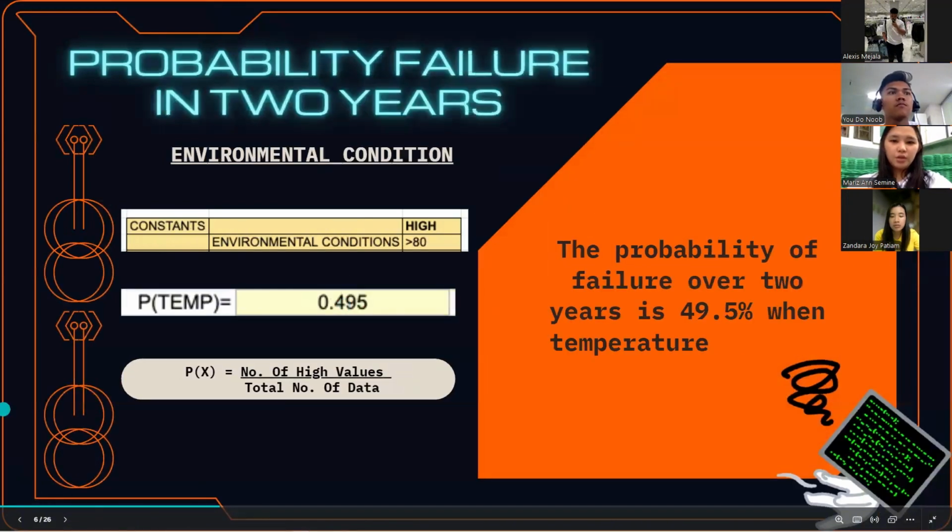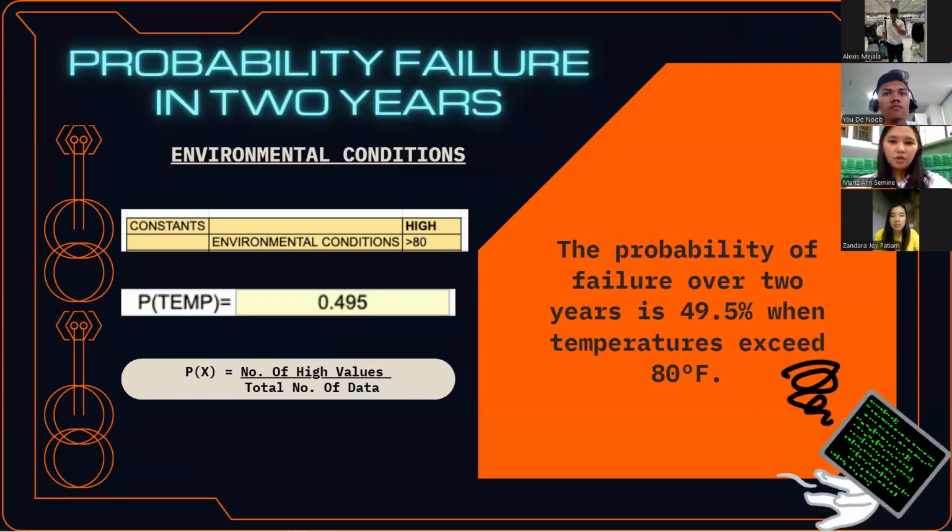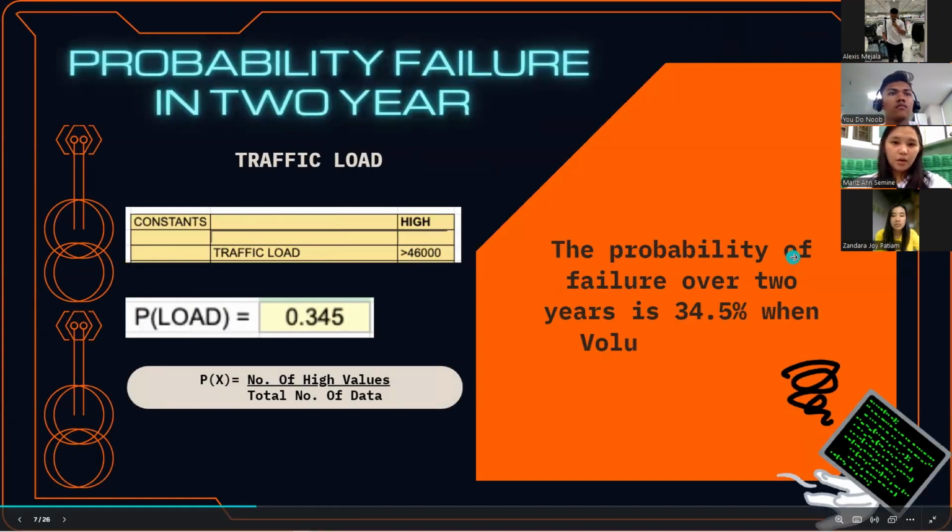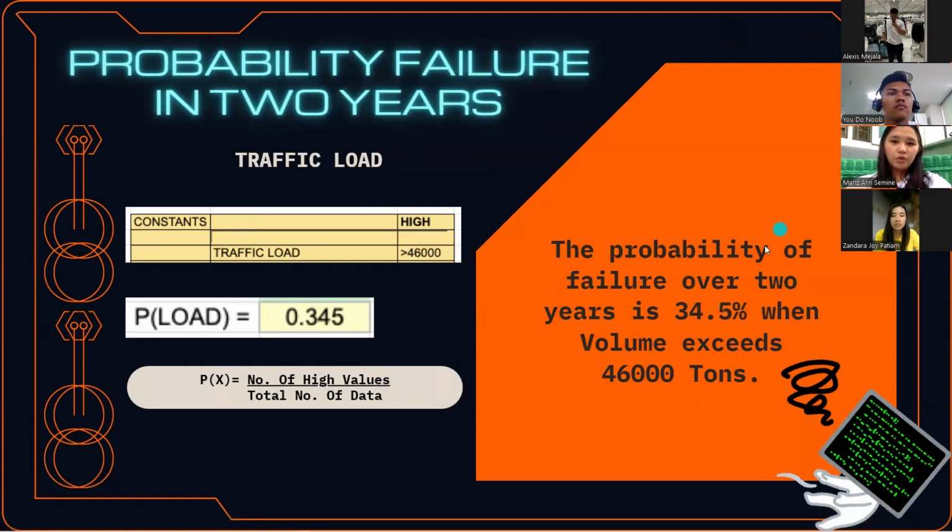From that 2-year historical data, under environmental conditions, the failure probability is 49.5%. If the engineer bases this data on the next 2 years, there is a 49.5% chance that a failure will occur in the next 2 years due to temperature. The failure probability for traffic load is 34.5%, if the load exceeds 46,000 tons. So in the next 2 years, there is a 34.5% chance that failure will occur due to traffic load.